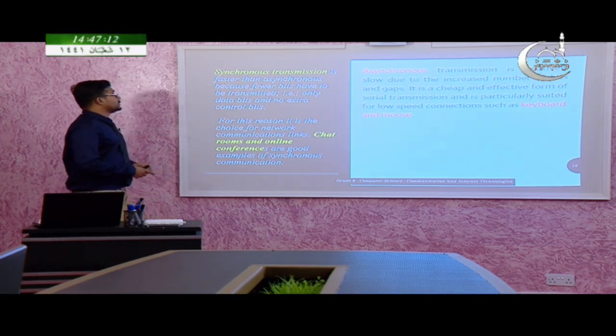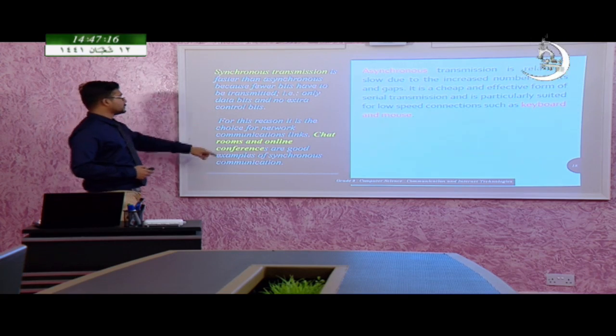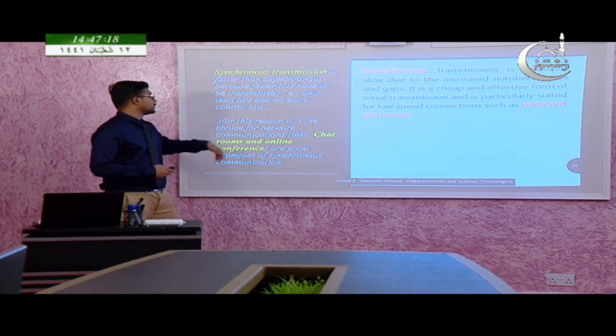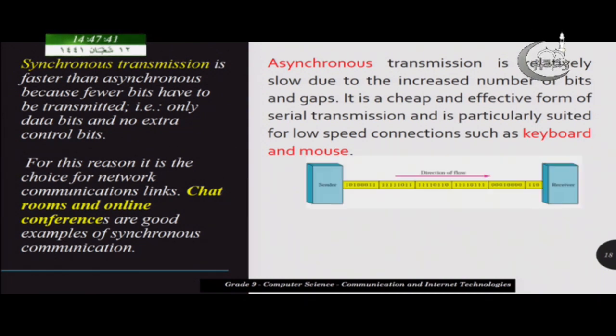Where can we use synchronous data transmission? As it is faster, we can use it for chat rooms or online conferencing. These are the places where we can use synchronous data transmission. On the other hand, asynchronous data transmission is a little bit slower, and also it is less error prone. So we can use it for devices such as keyboards and mouses, where we need a more errorless connection. Also, speed is not much important.